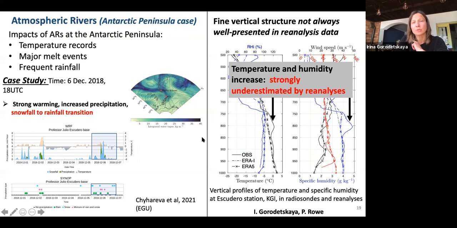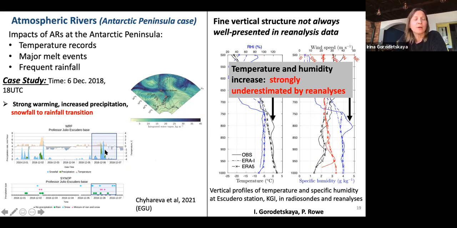And this is an example showing the vertical profiles comparing the observations, the solid line, to the reanalysis. So we see that this important increase in the moisture, elevated moisture and also elevated temperature, is not captured by the reanalysis, which is why it's really important to continue observations and their comparison. And also an important transition from snowfall to rainfall. So this we show in the specific event.